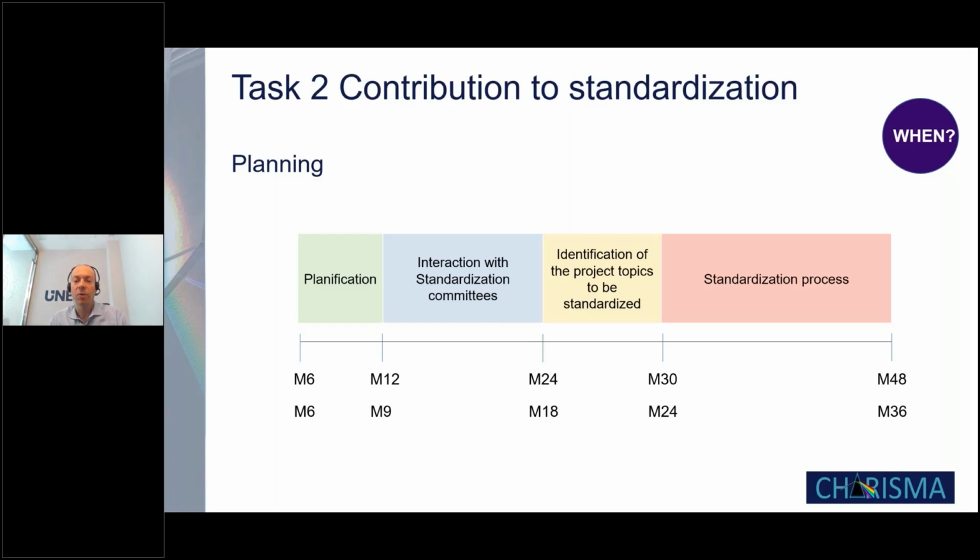And then from month 30 to month 48, from month 24 to month 36, here is when ideally the standardization process, the specific standardization process, should be conducted. Here we're talking about the development of the workshop agreement or the development of the standard within the standardization committee. Those are like general approximation to when do what, but I think it works according to our experience. It works quite good.